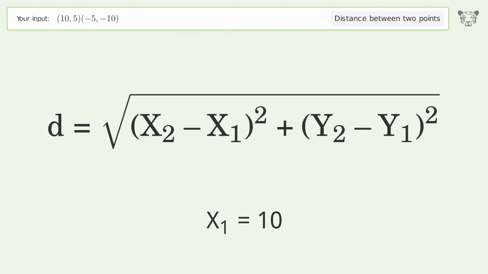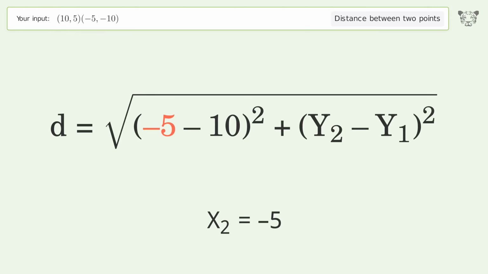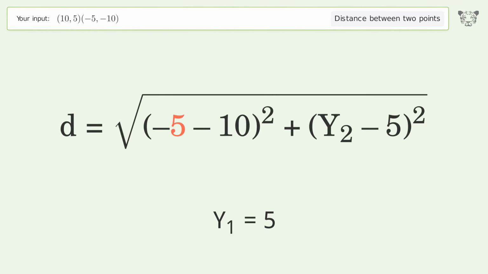x1 equals 10. x2 equals -5. y1 equals 5. y2 equals -10.